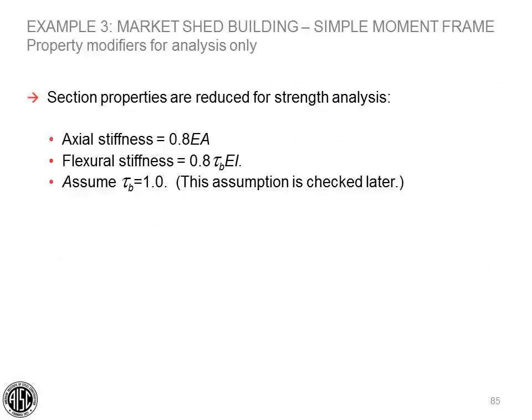Section properties are reduced for the second order strength analysis. Axial stiffness equals 0.8 EA. Flexural stiffness equals 0.8 tau B EI. Once again, we're going to assume tau B equals 1 to start with, and then we'll check this assumption after we run the analysis.